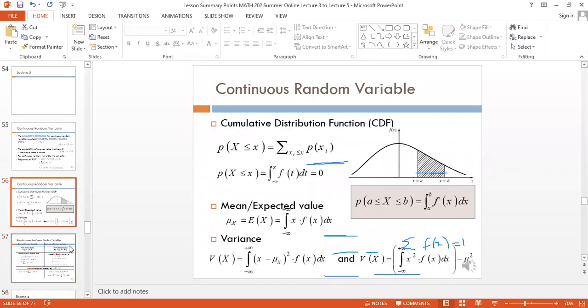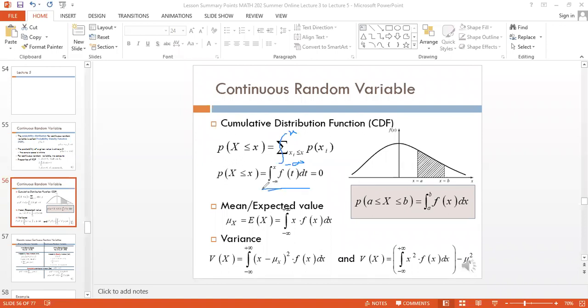Now, for the cumulative distribution, similar to the discrete random variable where you have summation from xi to a given point x, here we are going to integrate. You see the similarities. So summation becomes integration, from the lower bound, which is negative infinity, to the point x. So in the case of a continuous random variable, the CDF is estimated using the integral from the lower bound towards the point x.